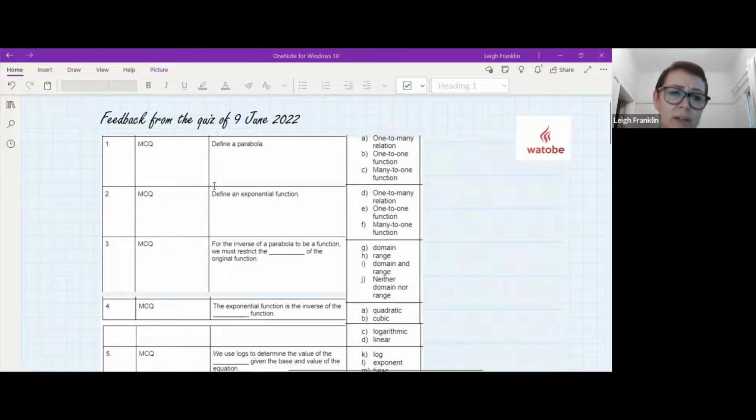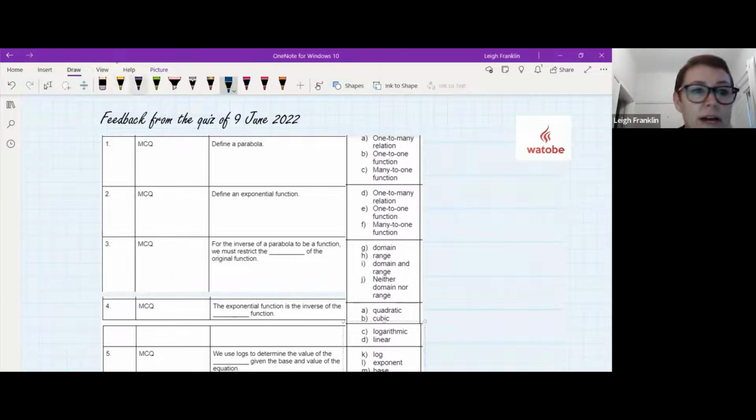As far as the quiz of the 9th of June is concerned, the first one where you were asked to define a parabola, it meant what sort of relational function is it? If you're just looking at A, B, C, which one would you pick? Johannes says C, Kanyisile says C. Quite right. It's a many-to-one function. That was the correct answer there.